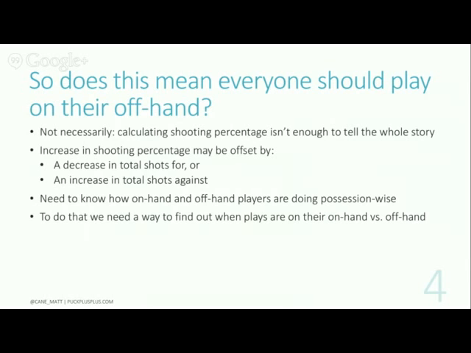Calculating shooting percentage doesn't really tell us the whole story. We need to know whether this increase in shooting percentage is offset potentially by a decrease in the number of shots that they're actually able to take, or an increase in the number of shots that the opponents are taking. If they're no good in the defensive zone on their offhand, then it kind of cancels out the effect of shooting at a higher rate. So in order to figure out whether this is a legitimate strategy, we need to know how onhand and offhand players are doing from a possession point of view.